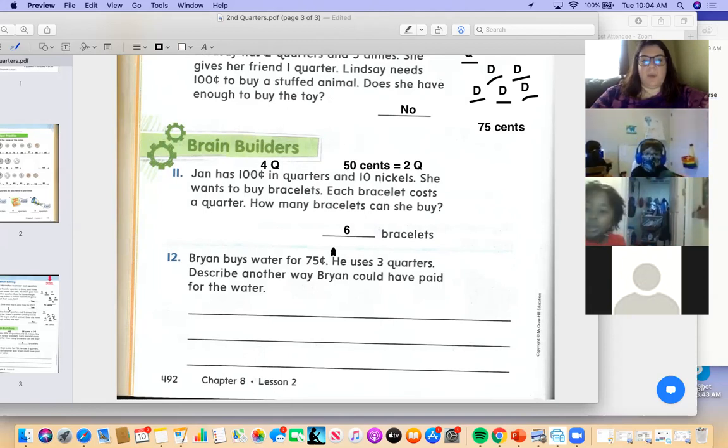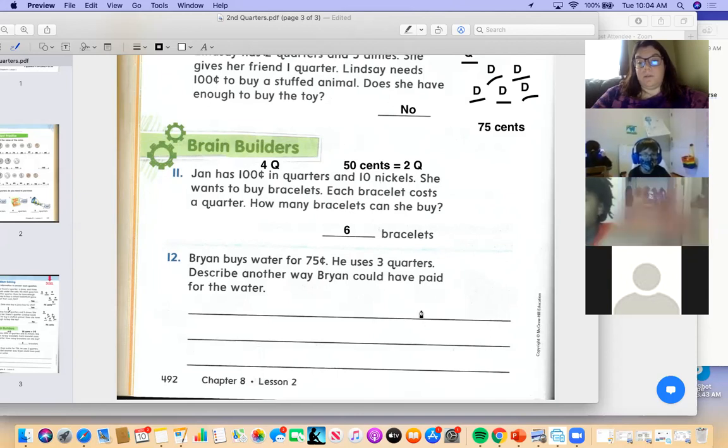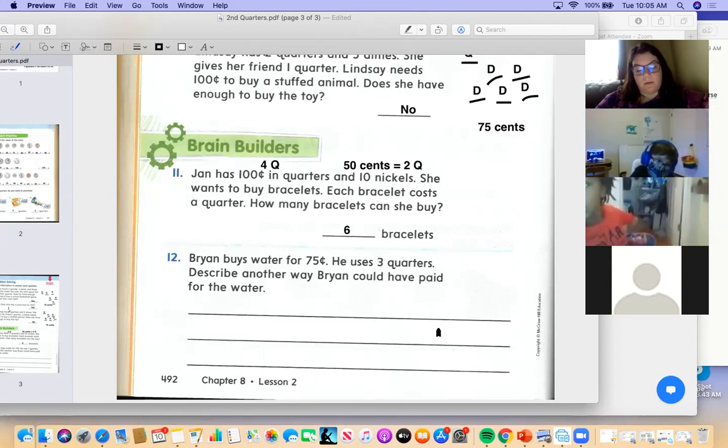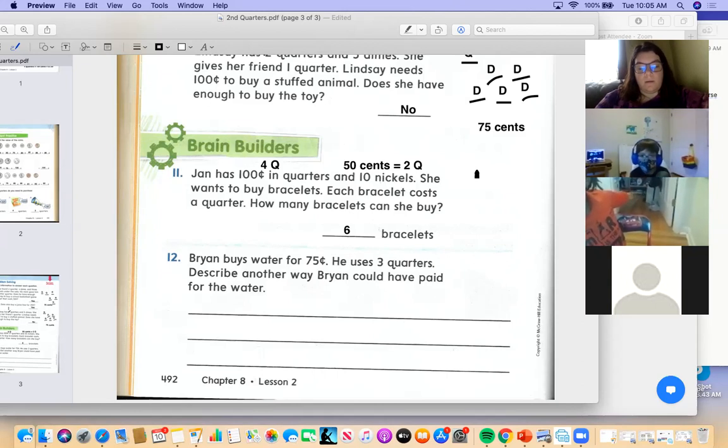All right, last one. Brian buys water for 75 cents. He uses three quarters. What's another way Brian could have paid for the water? So three quarters isn't the only way to make 75 cents. What's another way he could have used to pay for the water? 75 nickels. 75 pennies.